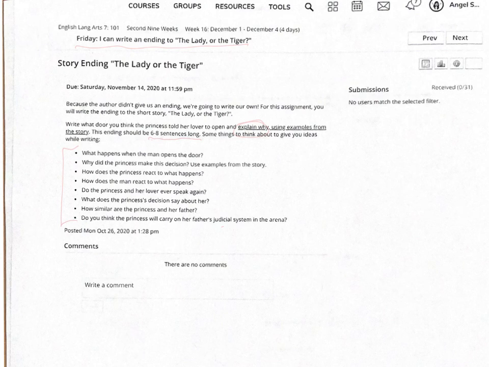in your writing. So try and be creative with this, and have fun with it, because this story is interesting, and you don't get very many opportunities to write your own ending to a story. So make the best out of it and just have fun with it.